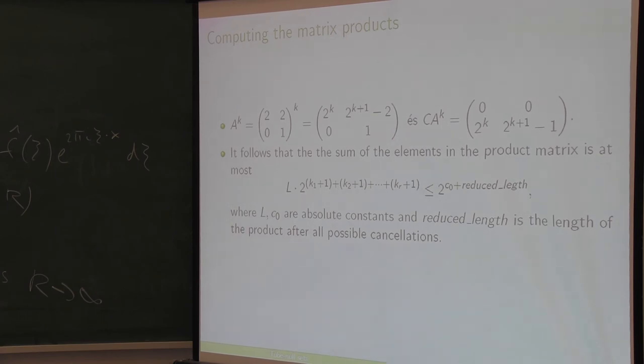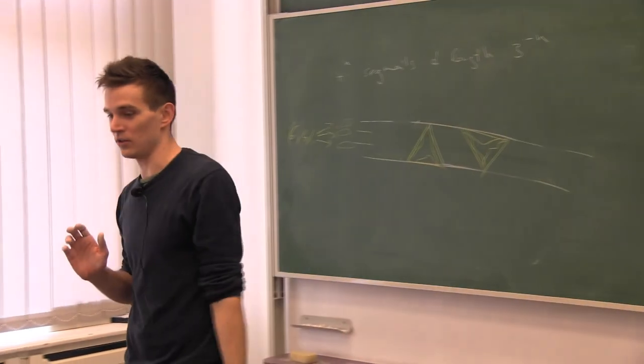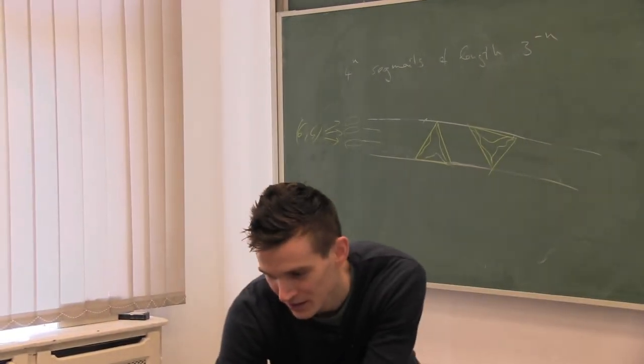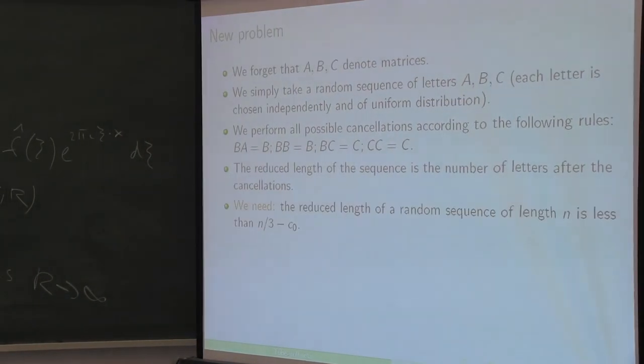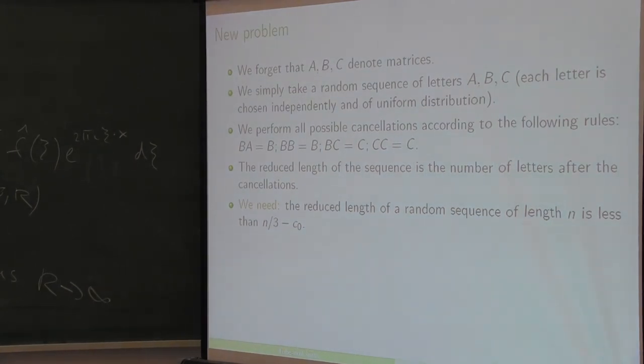So basically what happens, I don't want to go into the details, but the covering number will basically depend on the reduced length, on the number of letters remaining after we did all the cancellations. So the new problem is that we take a random sequence of letters A, B, C, we perform all possible cancellations with these four rules, and then we look at the reduced length of such a random sequence. And what we need is that this reduced length should be less than n over 3 minus some constant.